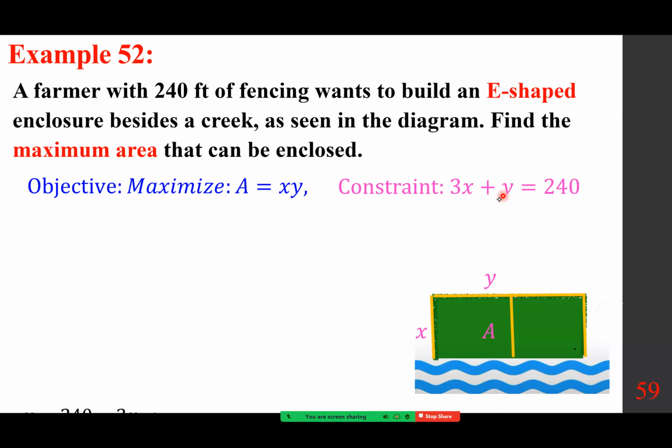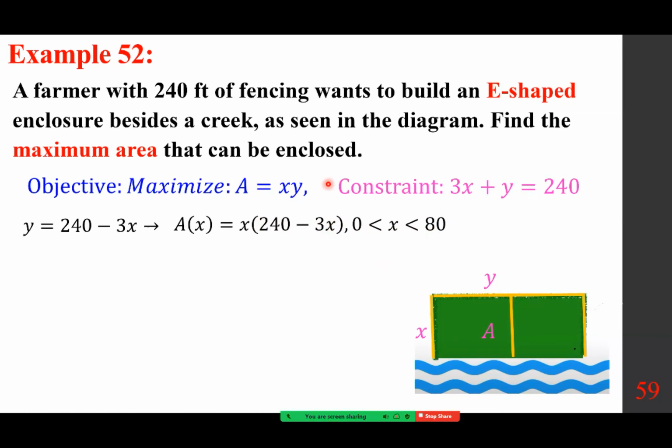You solve for y, you plug it in here, and it becomes a function of x. This is an open interval. The reason is x is positive because it represents dimension. The reason it is less than 80 is because if you set this equal to 0, x becomes 80. If you choose x to be larger than 80, this becomes negative. And therefore the area becomes negative. So you have this open interval of 0 to 80.